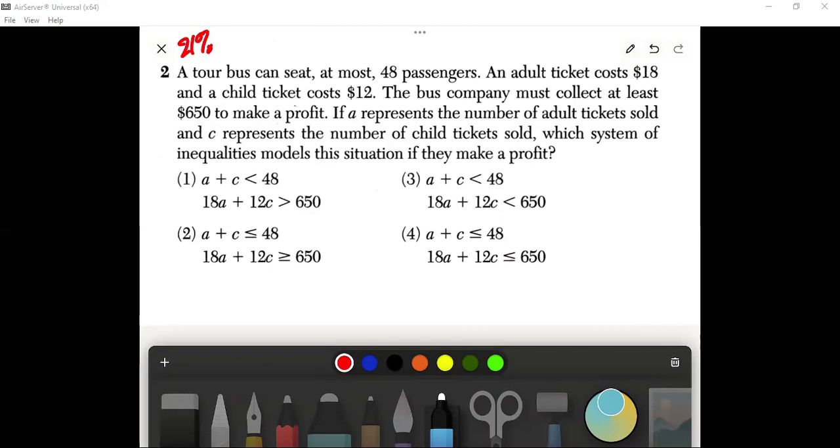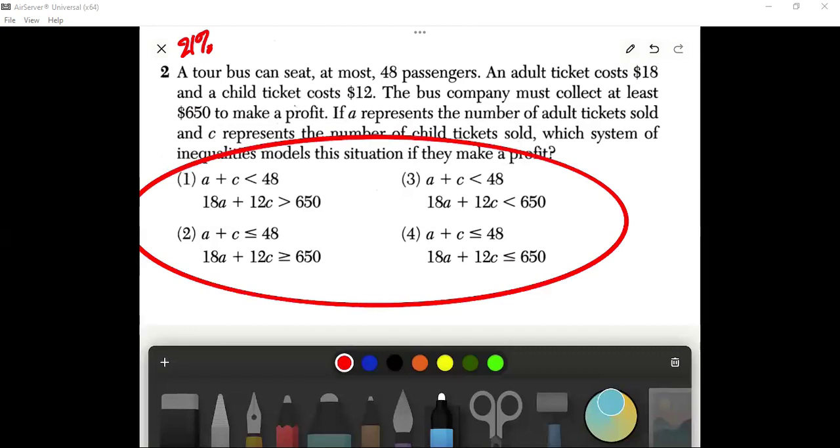This one is not a difficult one if you understand what at most means and at least means, because that'll tell you which one of these is correct. If you look at the answer choices, they all have basically the same thing with the exception of the inequalities. So you can see it's A plus C, and then you have 48. And on the bottom, you have 18A plus 12C, and then you have 650.